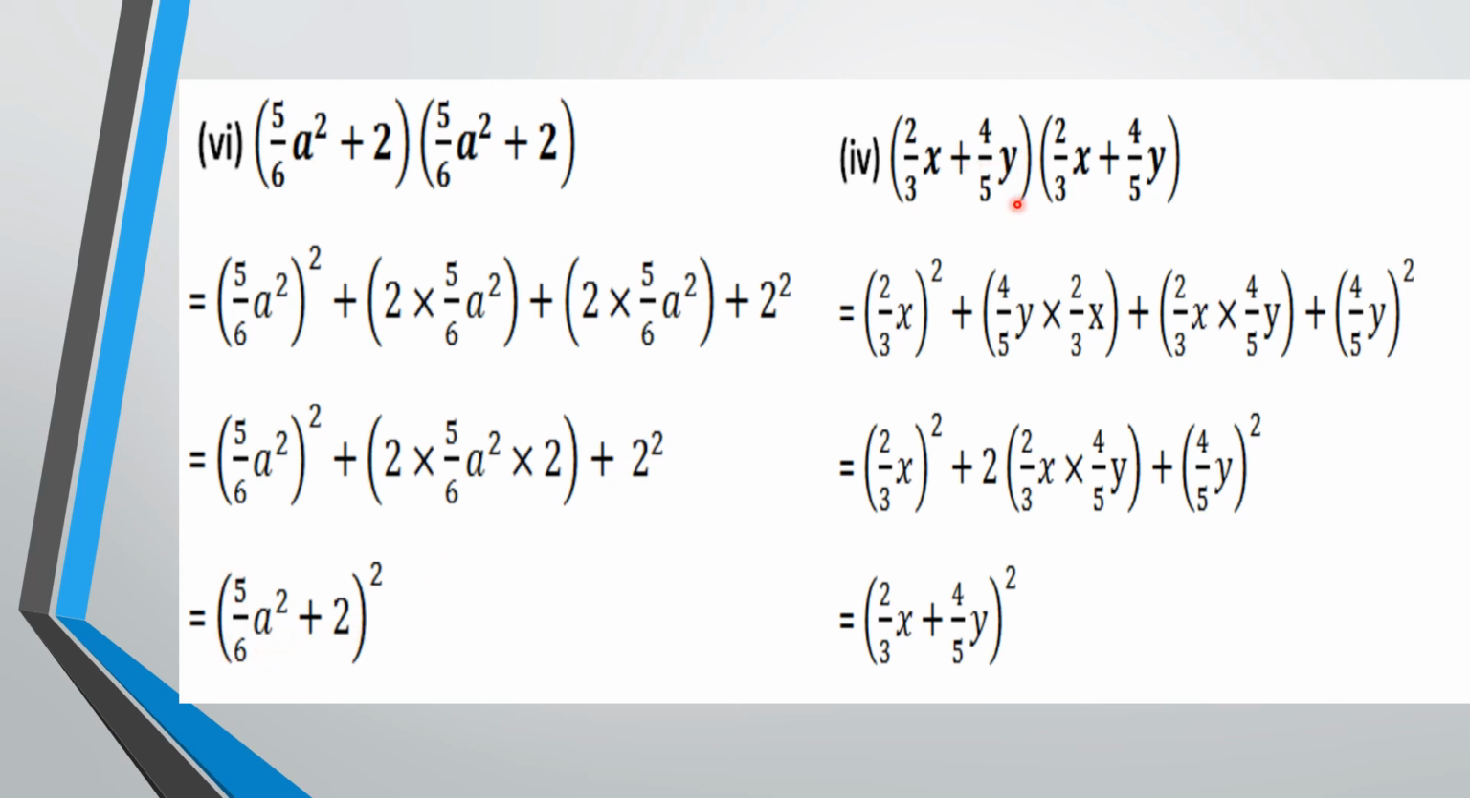This is also of the same form, 2 by 3x plus 4 by 5y. Again it is multiplied by the same term, so it is being multiplied twice. That means the power is 1, so this has power 1. The power has been added. So the answer is 2 by 3x plus 4 by 5y, where the power gets added, 1 plus 1, that is 2.